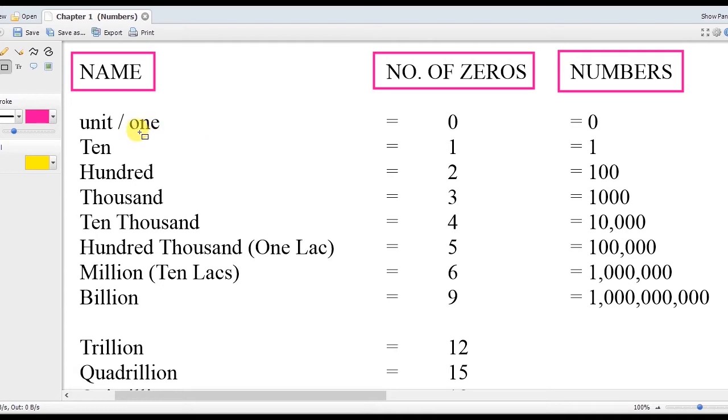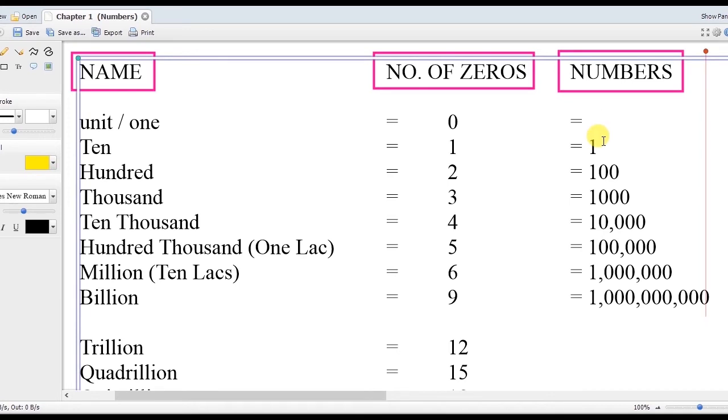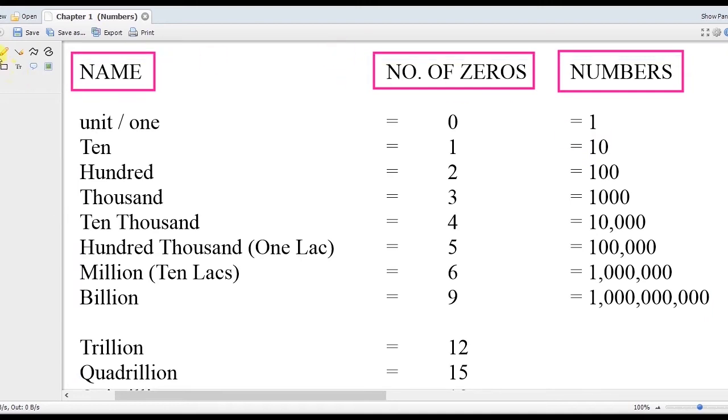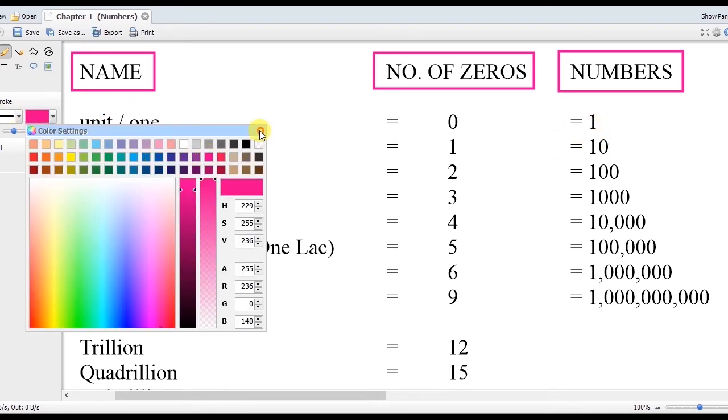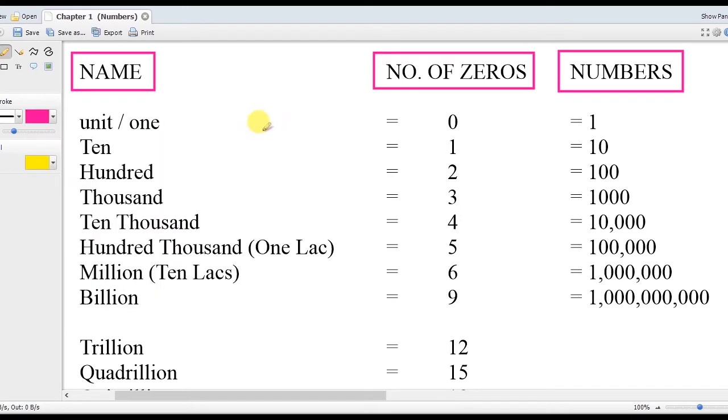So 1, which we also name a unit. If anyone says 1, it means 1. Let me correct a simple mistake here: this is 1 and this is 10. Okay, so unit means 1. How do we write it? We write it this way. And how many zeros are there in 1? There is no zero. Can you see any zero here? No, there is no zero.